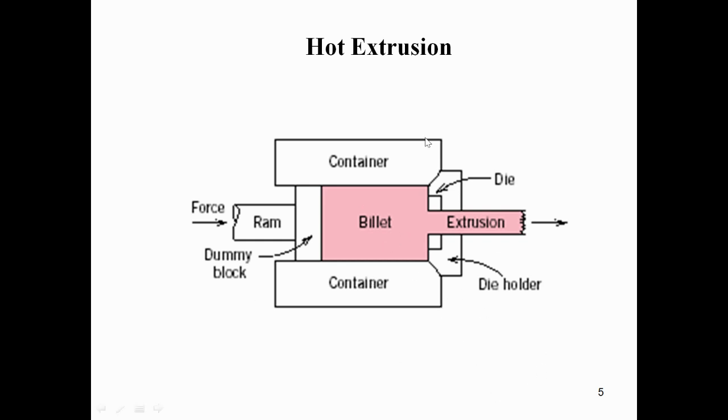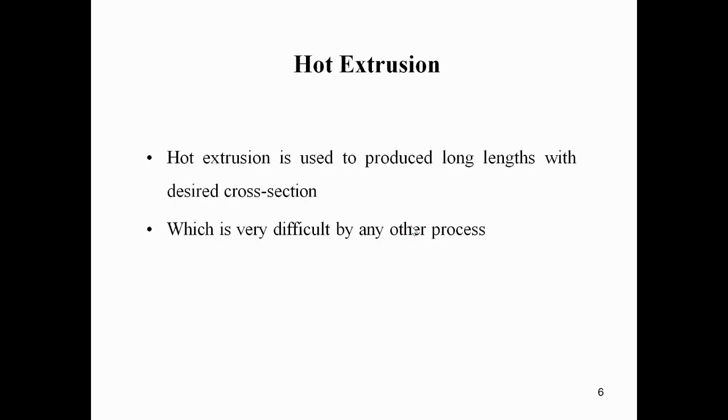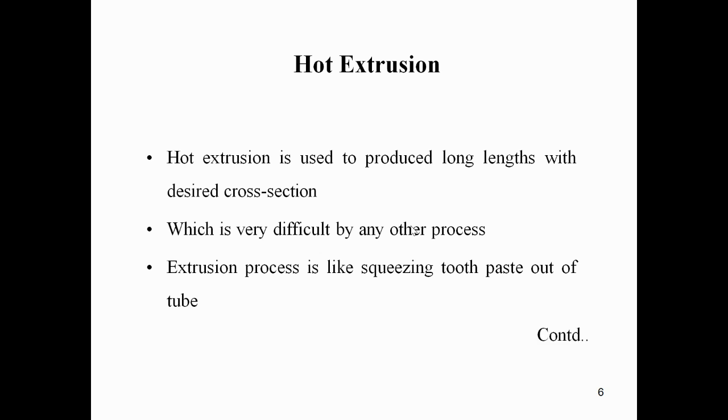We can see this is a die. Through the dies, the hot billet passes, and the die is held with the help of a die holder, so that we can extrude the hot billet from the container. This process is called hot extrusion. It is used to produce long lengths with desired cross sections, which is very difficult by any other processes.